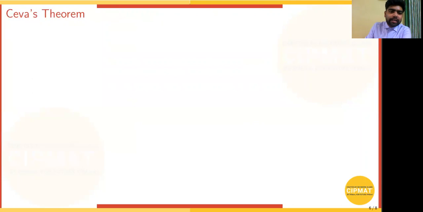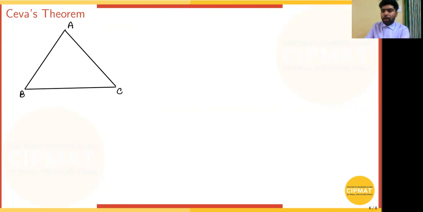So just consider any triangle. Let me draw a triangle. So suppose you have any triangle like this. That's a beautiful triangle that I have drawn over here. And of course, let me name them. As everyone names them, A, B and C.